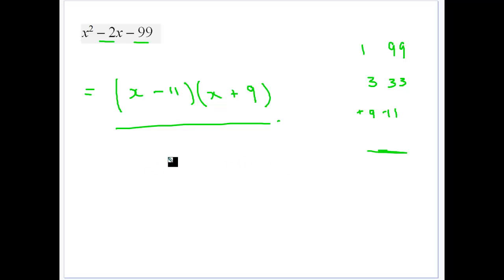But the idea is to practice. The more you practice, the better you're going to be. And you're going to do lots and lots and lots of these as you go through the next 3 years of year 10, 11 and 12.